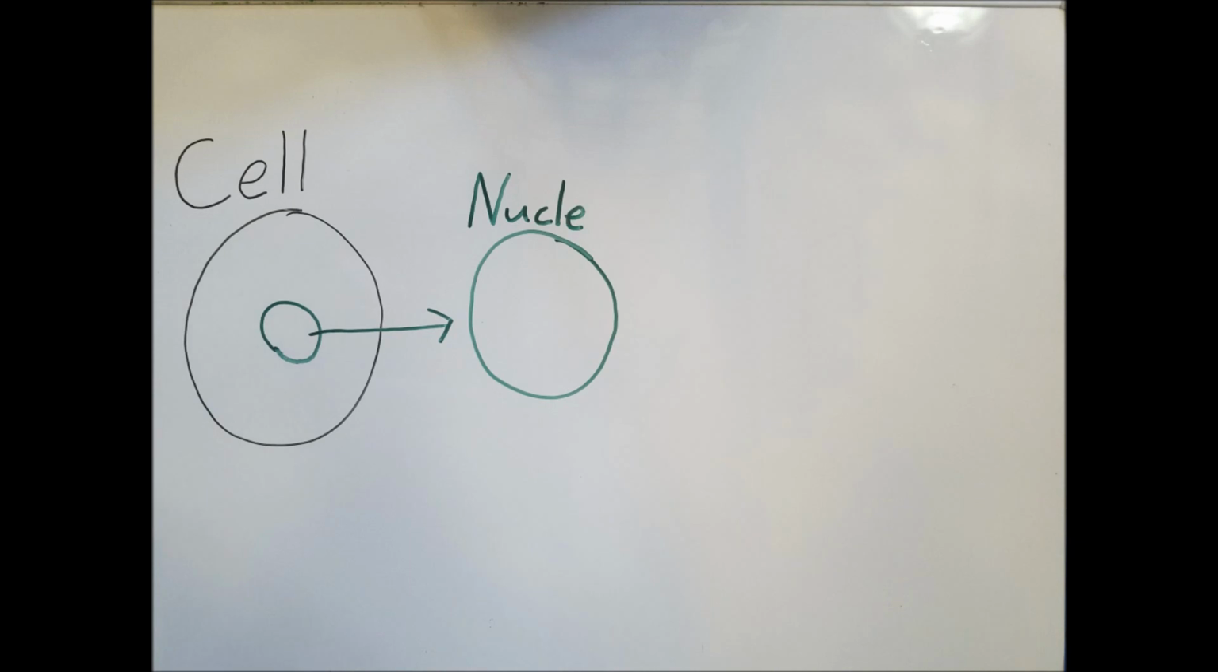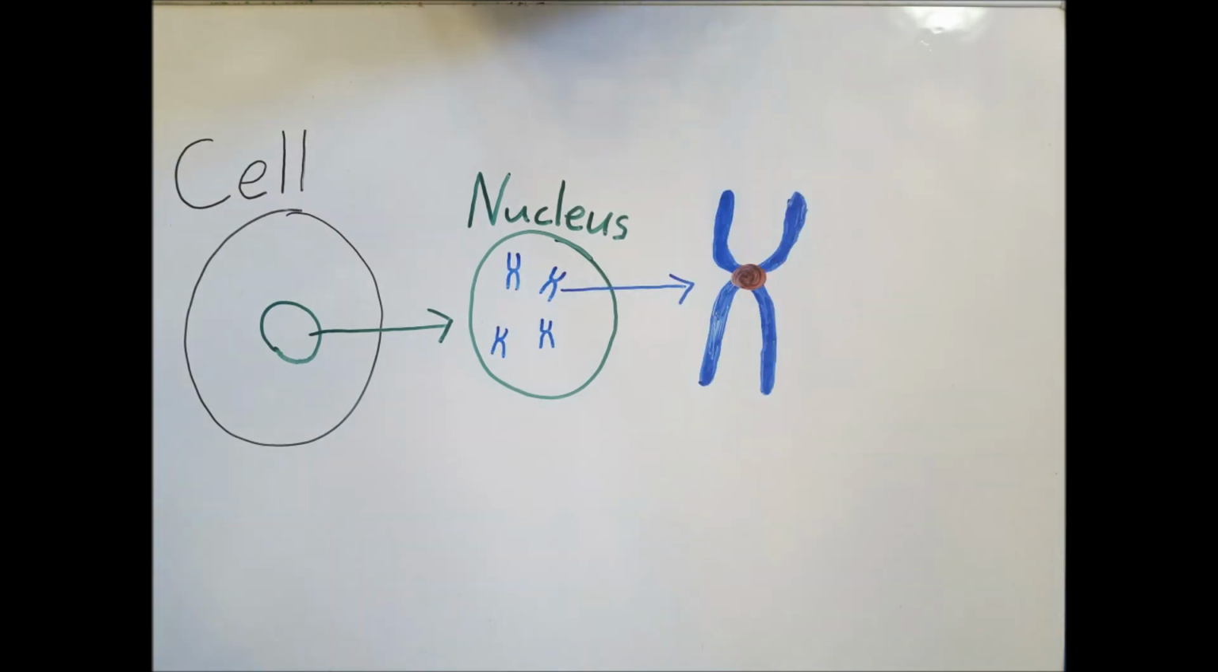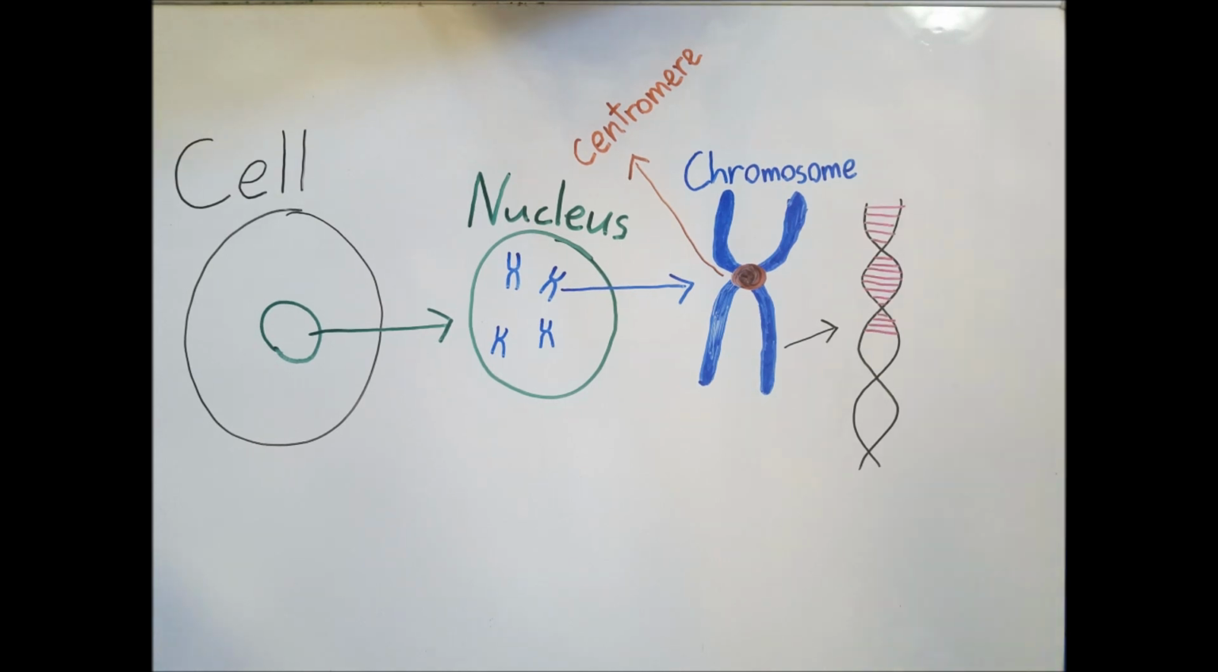Now in the middle of the cell, there's the nucleus. And in the nucleus there are tons of tiny little chromosomes. Now chromosomes have two parts and are connected in the middle by the centromere. So chromosomes are composed of DNA, which is where your genetic code is found. And if you take just a tiny portion of that DNA, you'll find a gene. There are hundreds, sometimes thousands of genes in just one chromosome, and that's what we're going to be talking about today.